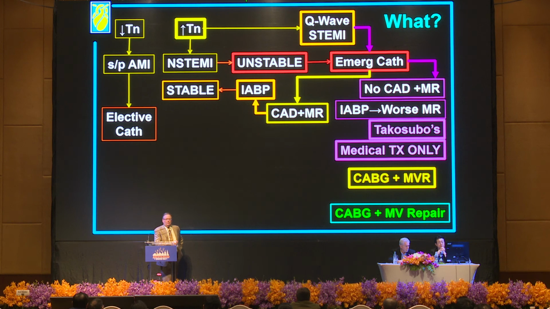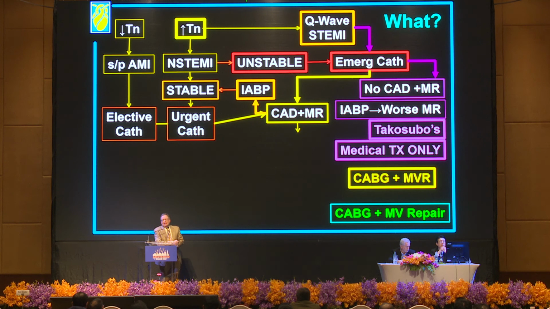Back to the ones that we want to operate on. If a patient comes in as stable and they have like a non-ST elevation myocardial infarction, they're going to get an urgent cath sometime during that hospitalization. So whether they get an elective catheterization or urgent cardiac catheterization, because of this talk, we're ending up with coronary disease and severe MR. So what's the next step? What's the next thing we do?